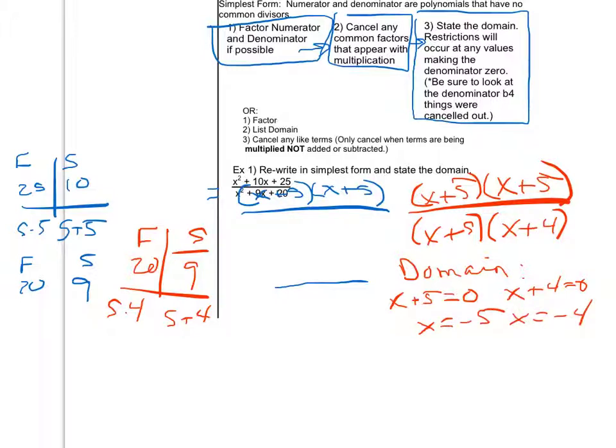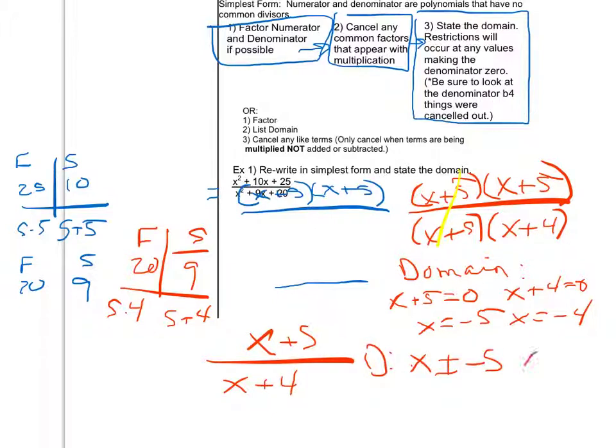I also see I can cancel one of my x plus 5 factors. So that leaves me with a final answer then of x plus 5 over x plus 4 with the domain of x not equaling -5 and x not equaling -4.